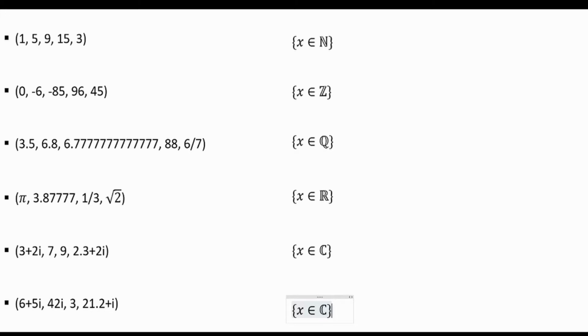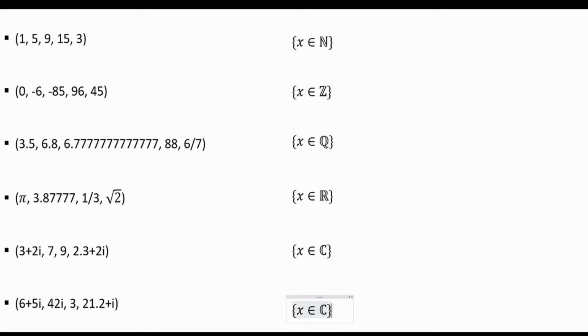So for the first set, we have x is an element of the natural numbers. Now this is because all these numbers are, first of all, integers. They don't have any decimal parts, and all these numbers are greater than 0. Keep in mind, for our definition, we did not include 0 as part of the natural numbers.